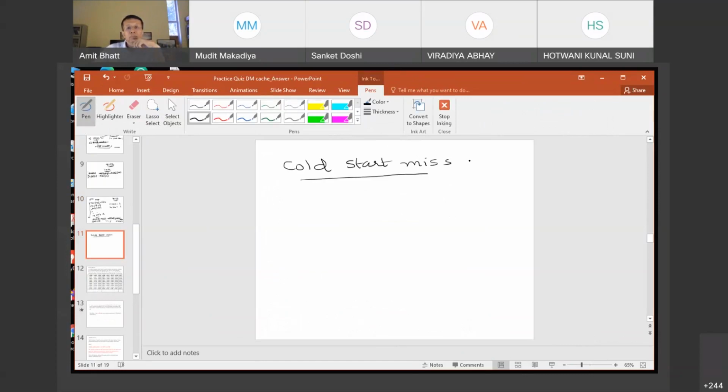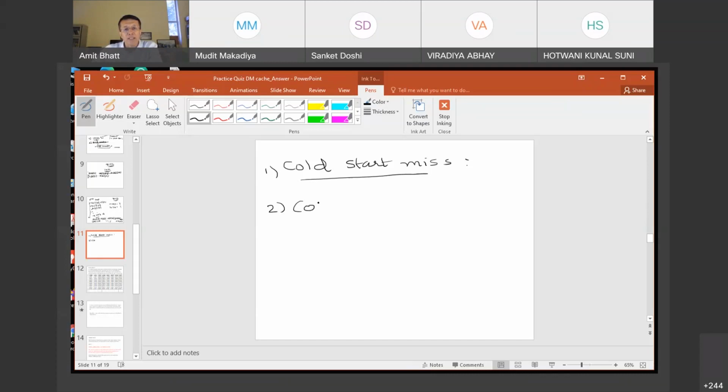Cold start miss means you are looking for an element. When I say you, I mean the processor. It is not there in the cache simply because it was never accessed before. If it was never accessed before, the block containing that element or that word is obviously not going to be there. So any element or any block which you need for the first time is by necessity going to be a miss, and that we call a cold start miss. It means you are just starting. This is the first type of miss.